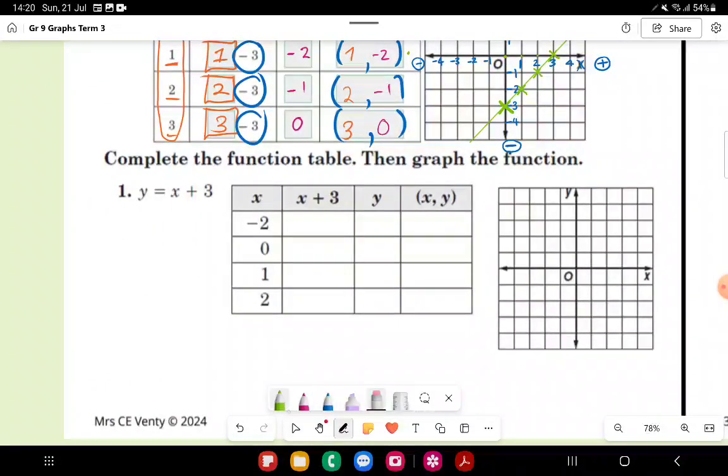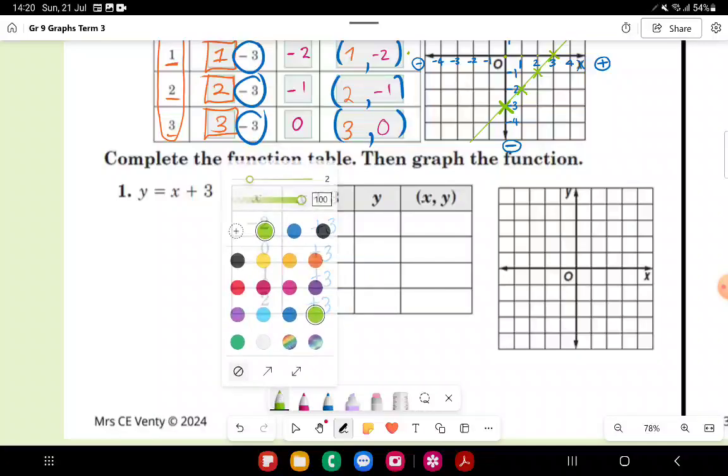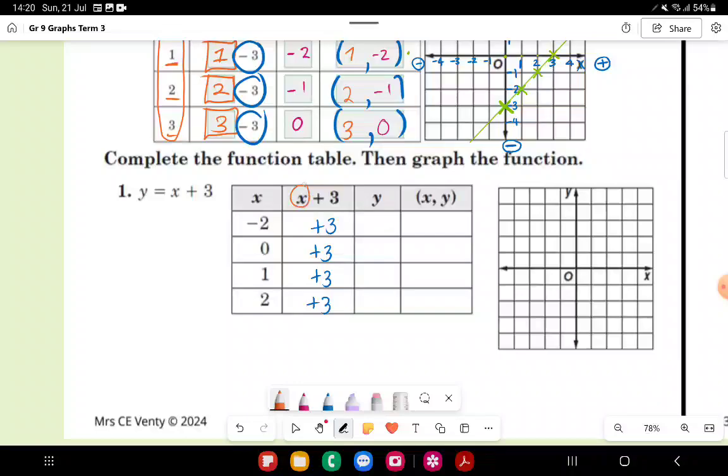First thing we see is we've got all of our x values. So now we are going to write down the equation, but I'm leaving a space where x is. So for each one, it's going to be +3, +3, +3, +3. What I don't write is where x is, right? Because where x is, I'm going to use these values. So I put -2 in brackets, 0, 1, and 2.